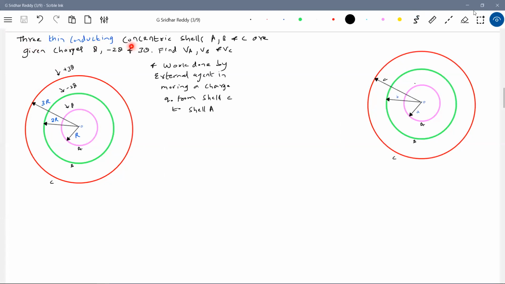Three thin conducting concentric shells A, B, and C are given charges Q, minus 2Q, 3Q. Find potential of individual shells VA, VB, VC, and work done in moving a charge Q0 from shell C to shell A. Now, what shall we do?